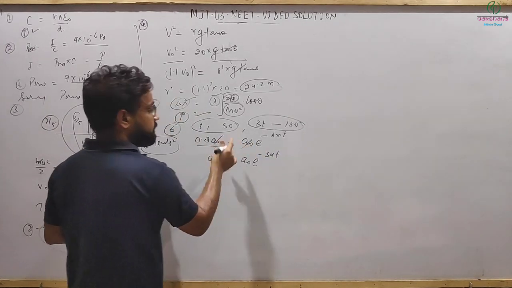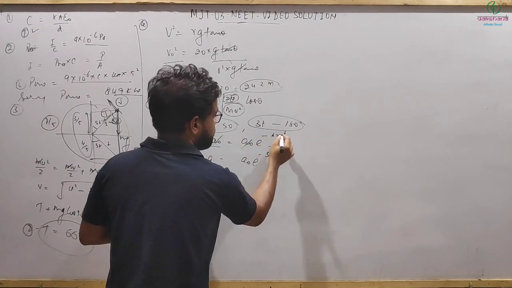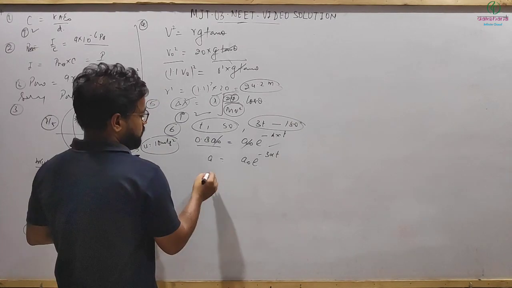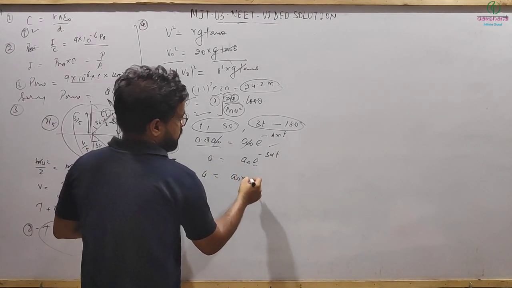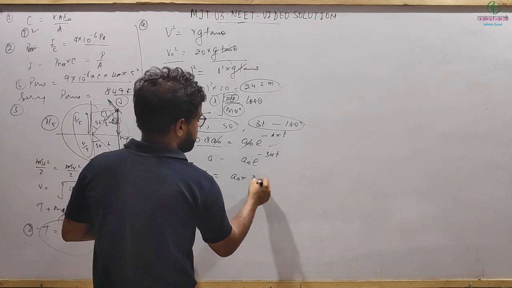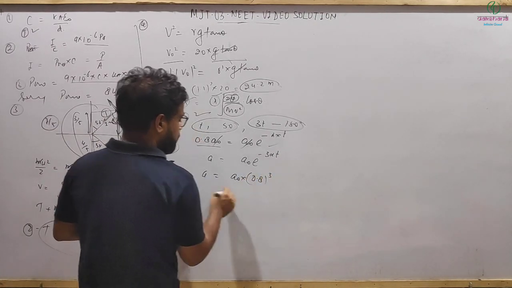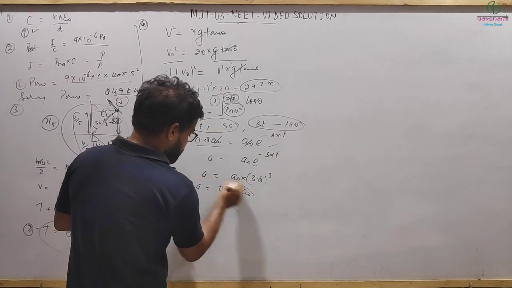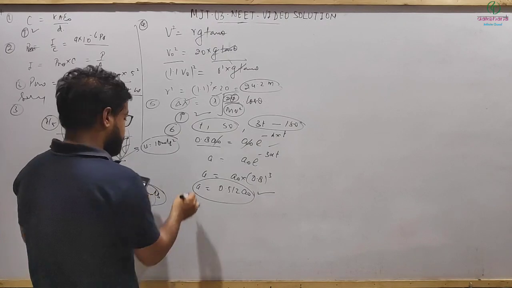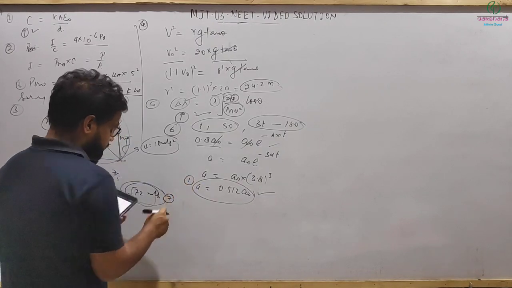From here a naught gets cancelled. I can substitute the value of e raised to minus alpha t. So a is equal to a naught into 0.8 power 3. Solving, we get a is equal to 0.512 a naught. This is the answer, matching with option number 1. Question number 7.